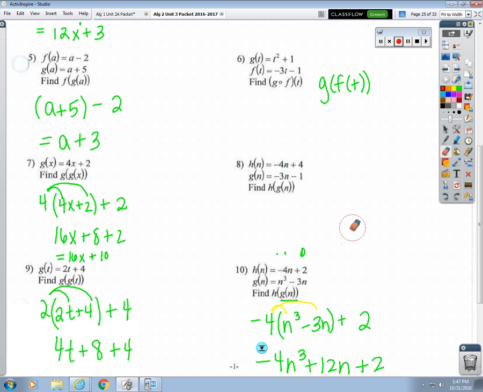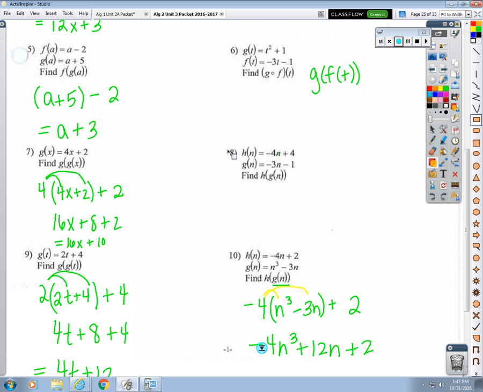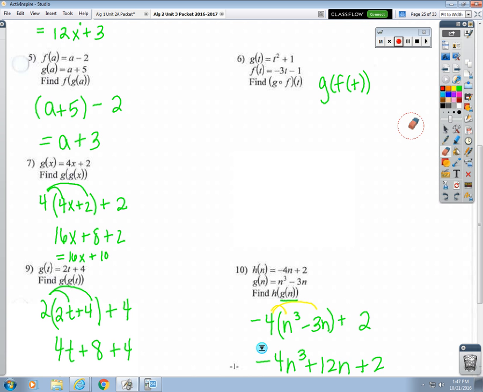Okay, this one's going to require a little more work, so I'm going to make some scratch paper. Okay, the g function is what? t squared plus 1. So t squared plus 1. But in the place of that t, they want you to plug in what? Negative 3t minus 1. What does that mean when something's squared? There's two of them. So let's write out both of them.